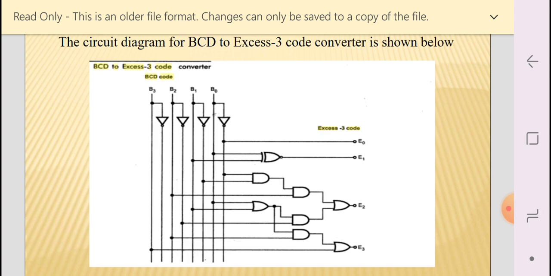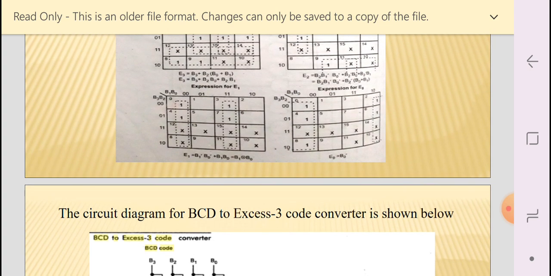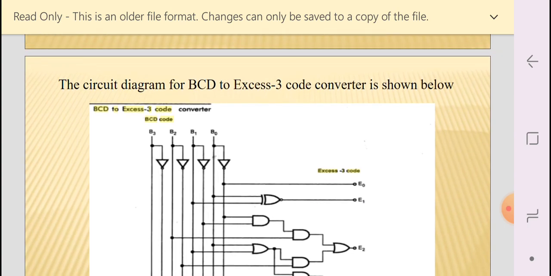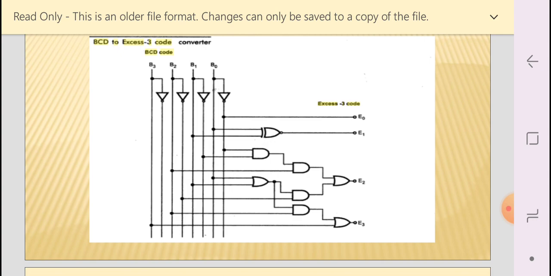Now E1, what is the value of E1? That is E1 equal to B1 XNOR B0. That is here, look at here, that is the XNOR gate. So this is how we are getting the BCD to XS3 code converter, and you can easily convert a BCD number into the XS3 code, right?